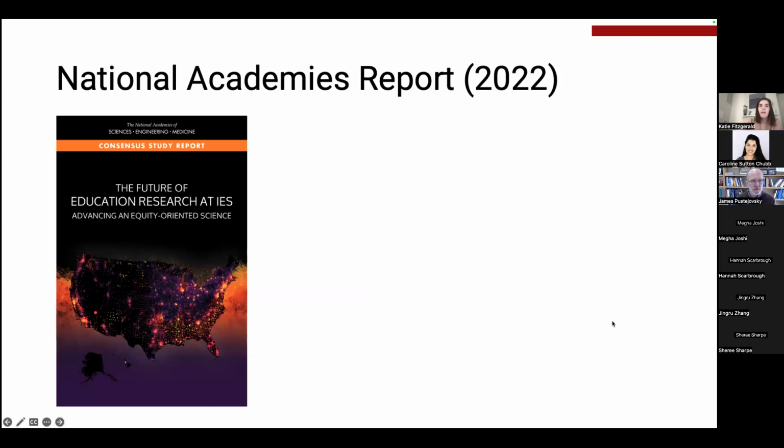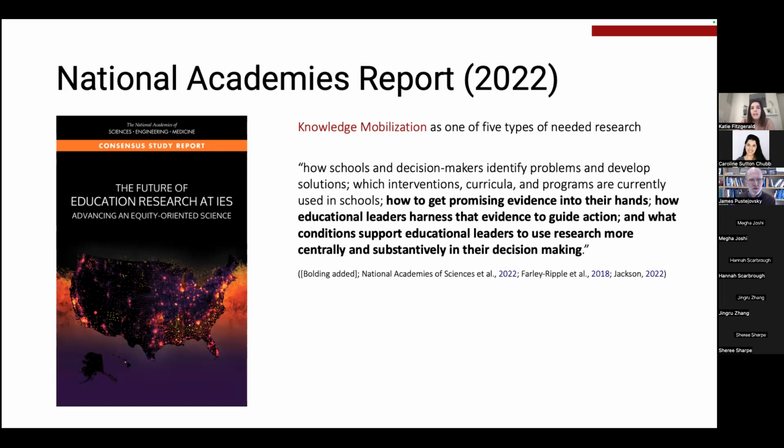And as I was in the thick of thinking about this problem, the National Academies came out with a report in 2022 where they really put some useful language to this problem, and they identified it as knowledge mobilization. And they said that knowledge mobilization is actually one of 5 types of research that we need in the ed research community as we think about what the future should be as we move towards a more equity-oriented science.